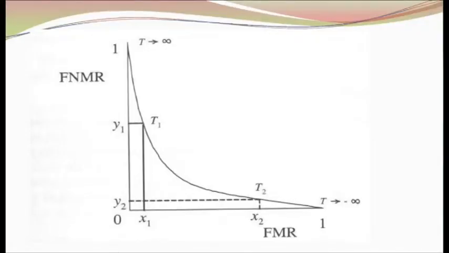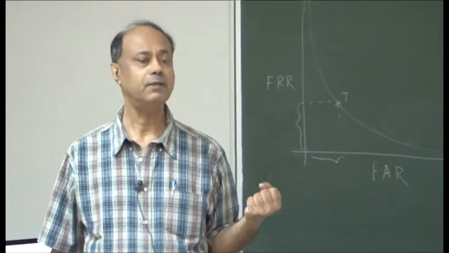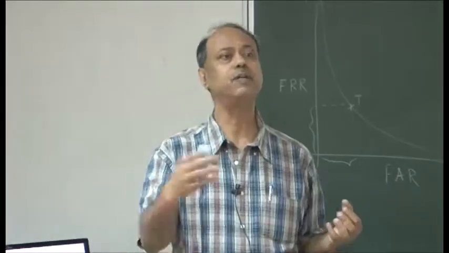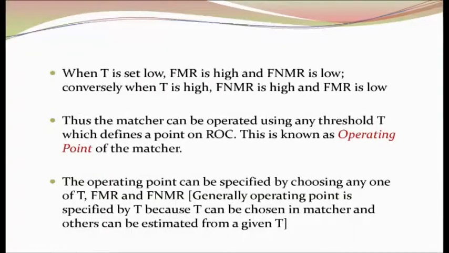T is your thing; the designer has to decide what should be my T, so that I get this FAR, and obviously I want one near 0 and the corresponding value of the other one. So, this selection of T, FAR or FRR is termed as the operating point. This point is used to decide what my system should be and what the performance of my system is. Everything is dependent on this operating point.